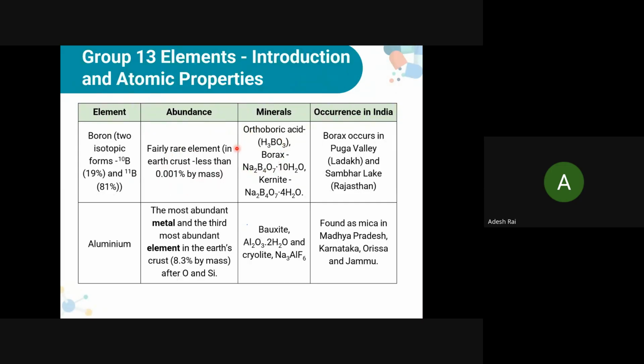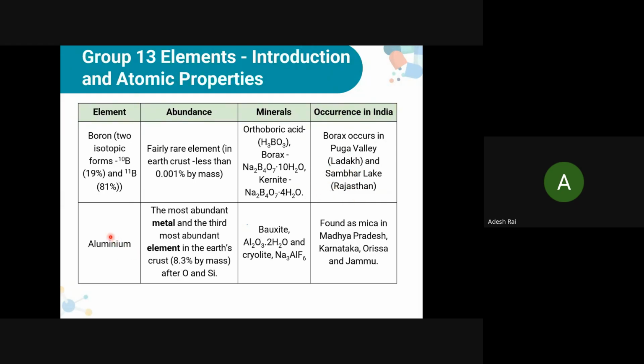And the minerals from which we can obtain the element boron are orthoboric acid, just look at this, then borax, and then we have this ore, kernite ore. So these are the minerals from which we are going to obtain boron. And where do we get all of this? Boron generally occurs in this part of India: the Puga Valley in Ladakh and Sambar Lake of Rajasthan.